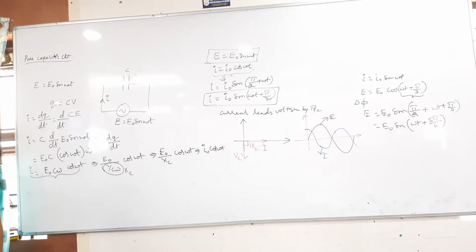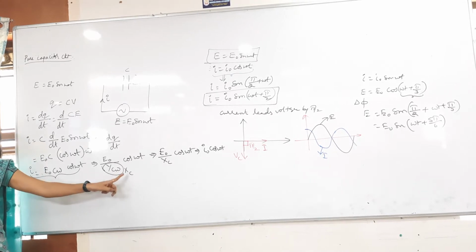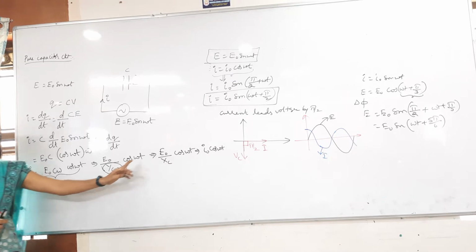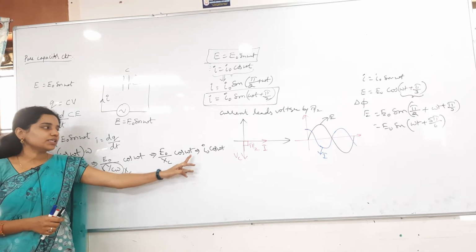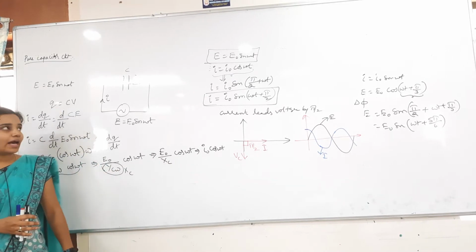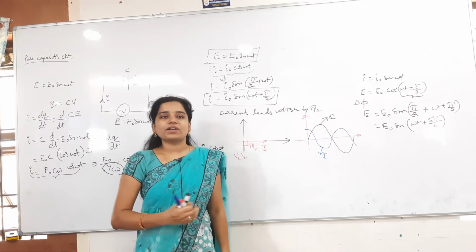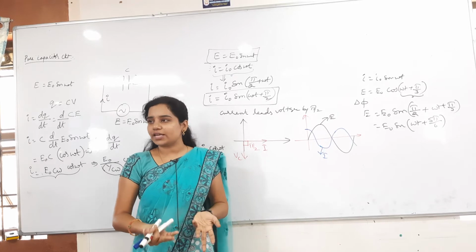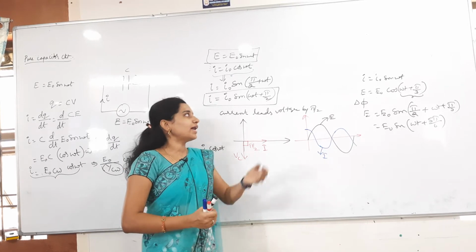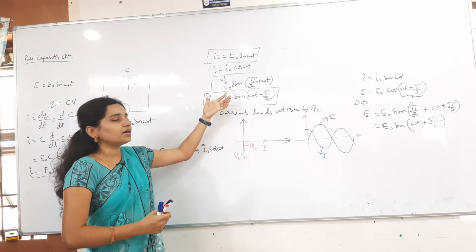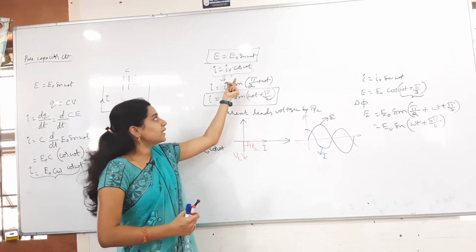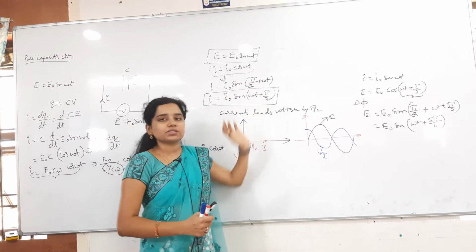That is known as what? Capacitive reactance, denoted with XC. So E naught by XC cos omega t, that is I naught cos omega t. I have taken E naught sin omega t, getting I naught cos omega t. So what is the angle between sin and cos? 90 degrees obviously. To find the phase difference, I am writing cos theta as sin 90 plus theta.